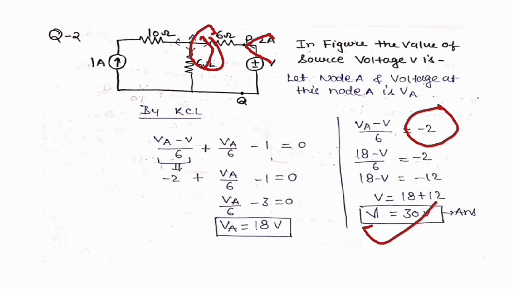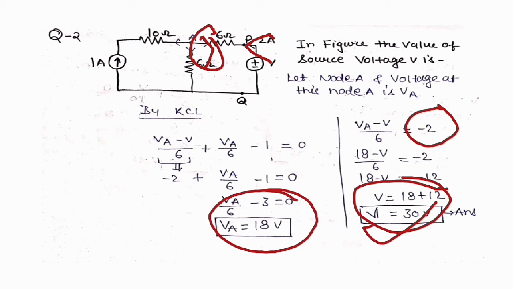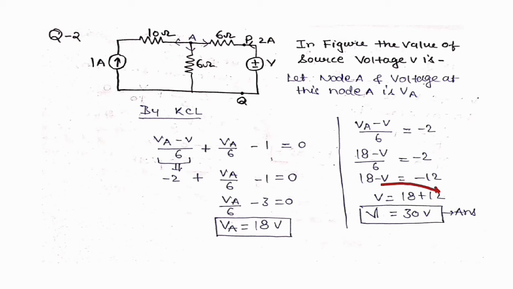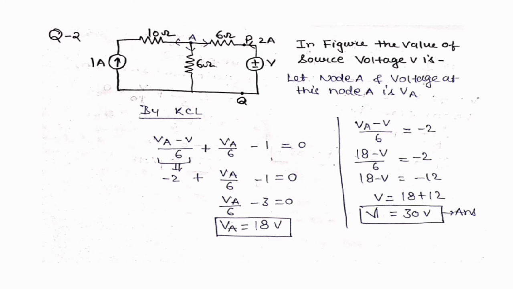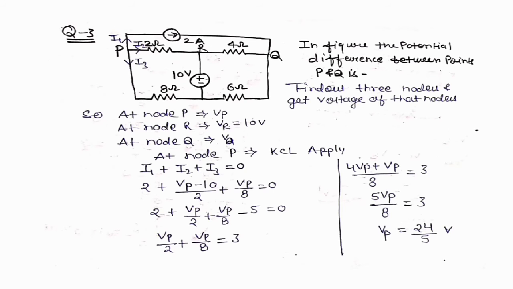So here you will get the voltage of 30 volt, and 30 volt is greater than 18 volt. So that means whatever direction we choose doesn't matter for us. We can calculate the right voltage. Because 30 volt is greater than VA, that's why the current direction is this. The next question, we will discuss some more complications that occur.